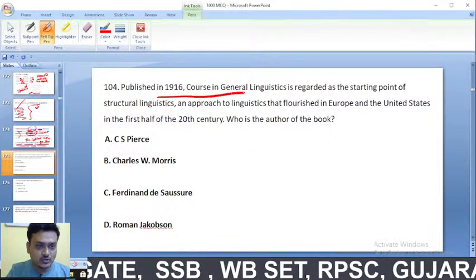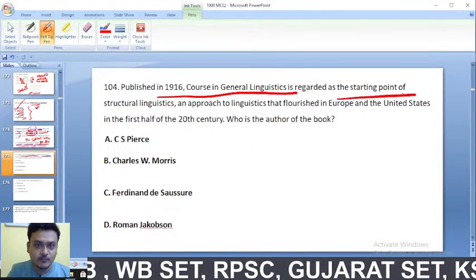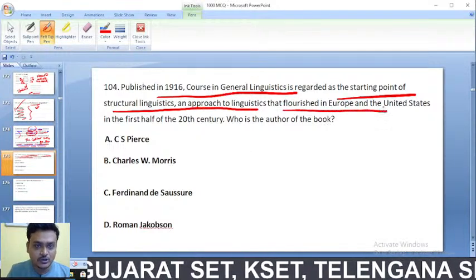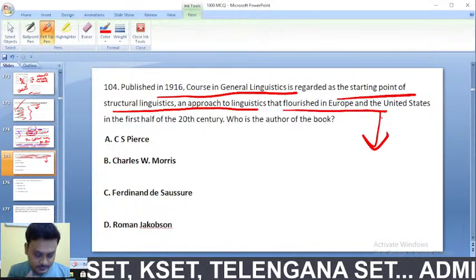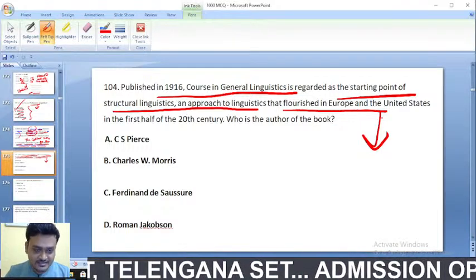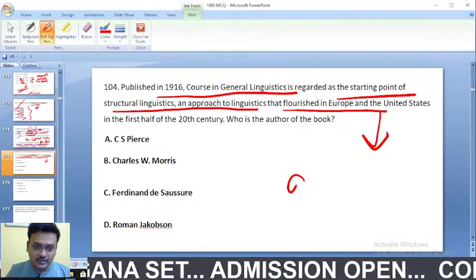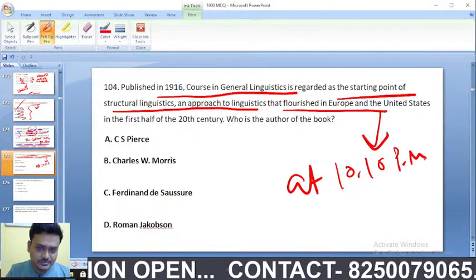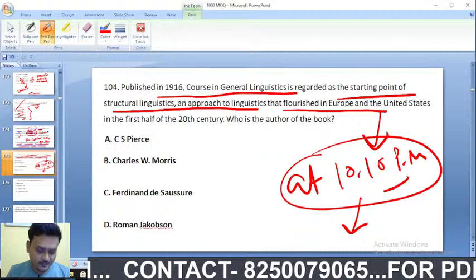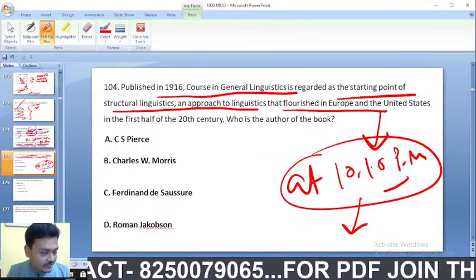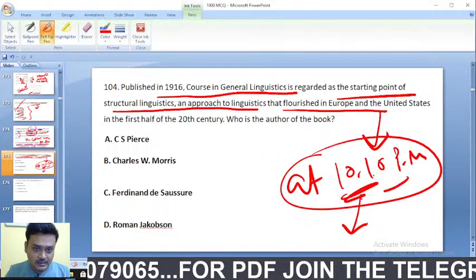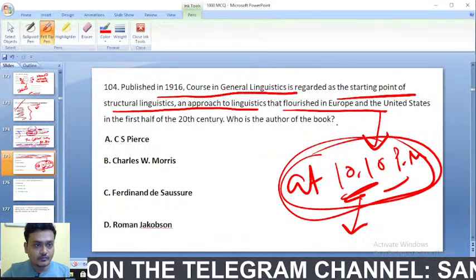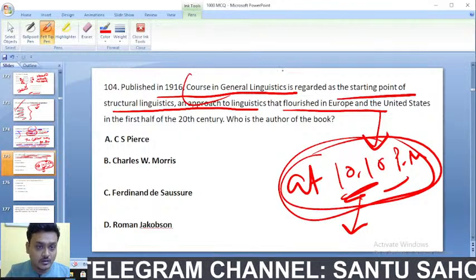Published in 1916, Course in General Linguistics is regarded as the starting point of structural linguistics, an approach to linguistics that flourished in Europe and the United States. Okay, after this session, I'll be starting at 10 p.m. After doing the offline classes, after eating dinner, I will be starting another session. Chalo. Course in General Linguistics is a book.